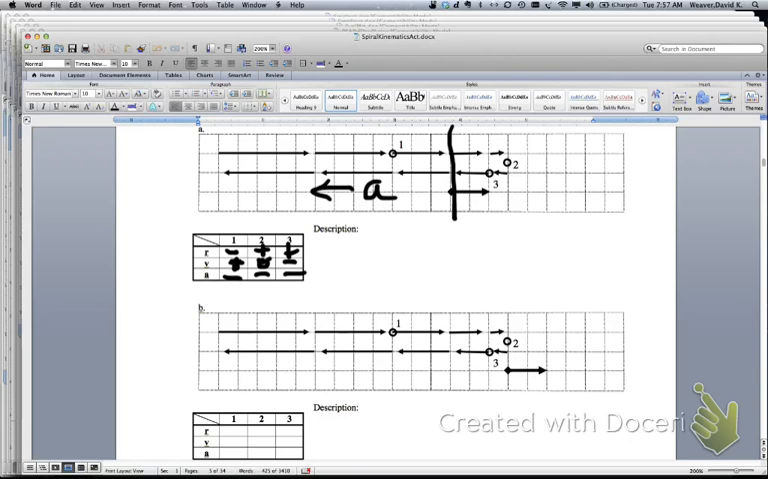Jumping down to B, point 1 is clearly a negative position. Its velocity is positive because it's in the same direction as what we've defined as positive, to the right, and the acceleration is to the left, so that means it's a negative acceleration.